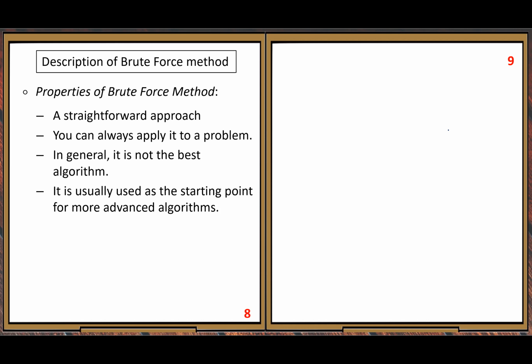So it is usually used as the starting point for more advanced algorithms. Actually you use it as building up your experience, and you use this experience to help you understand the problem better. So it's an understanding process. You treat this simple method as the understanding process for a relatively hard computing problem.